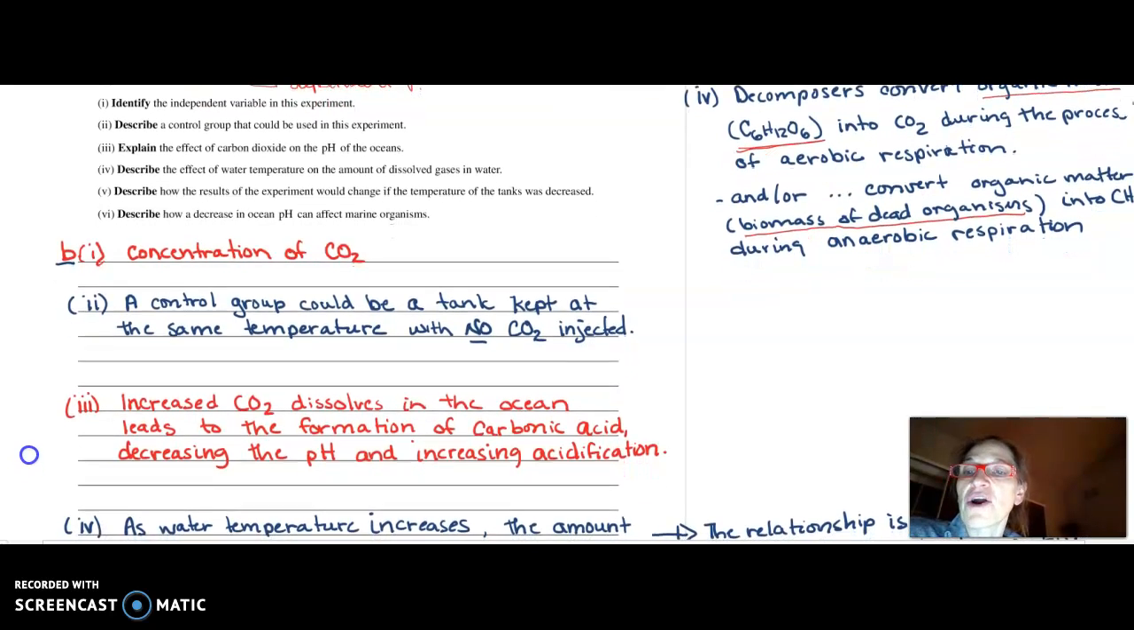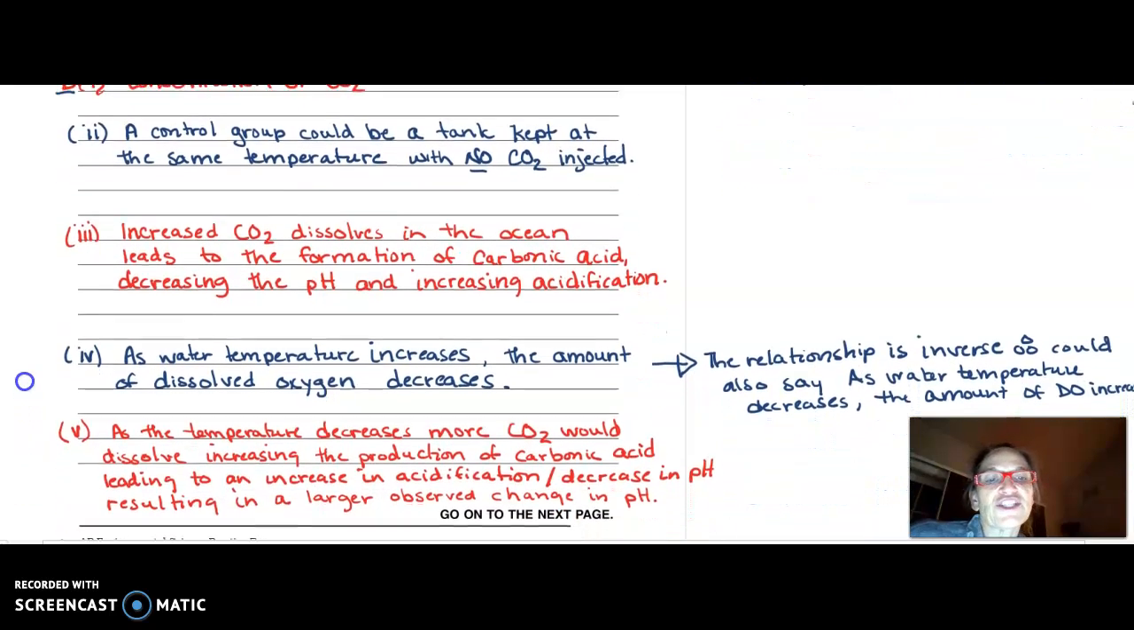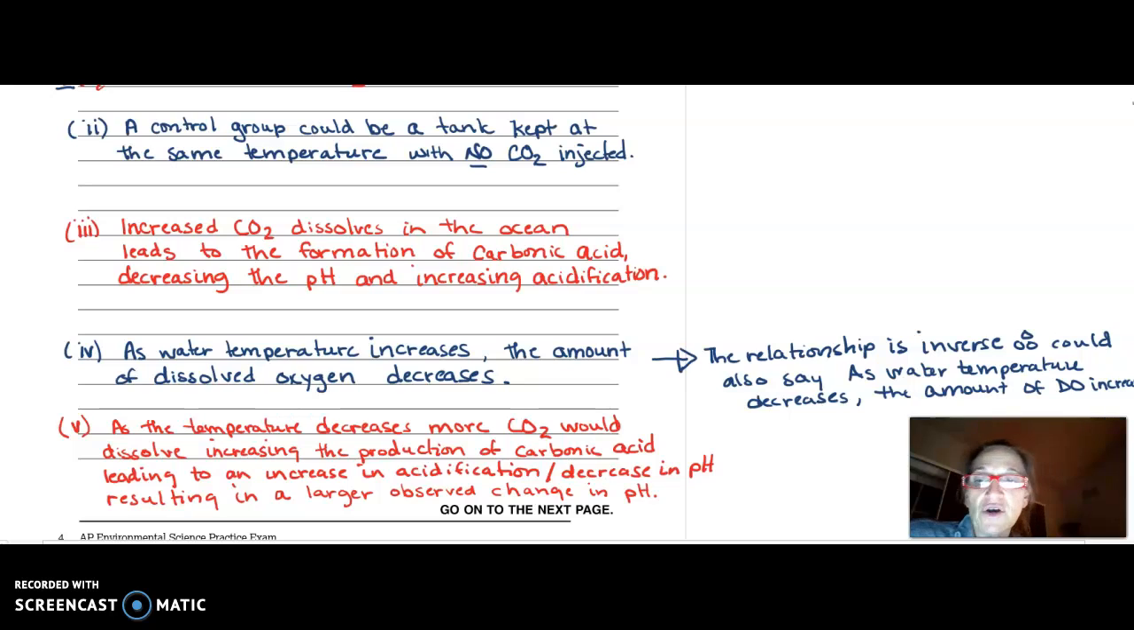When we go on to number 4, it says describe the effect of water temperature on the amount of dissolved gases. This is going back to some knowledge; you don't get this from the reading. The warmer the water temperature, the more energy it has, and the less likely that gases will dissolve and stay within that water. So the relationship is actually inverse. You could say as water temperature increases, the amount of dissolved oxygen decreases. Or you could also say as water temperature decreases, the amount of dissolved oxygen increases.